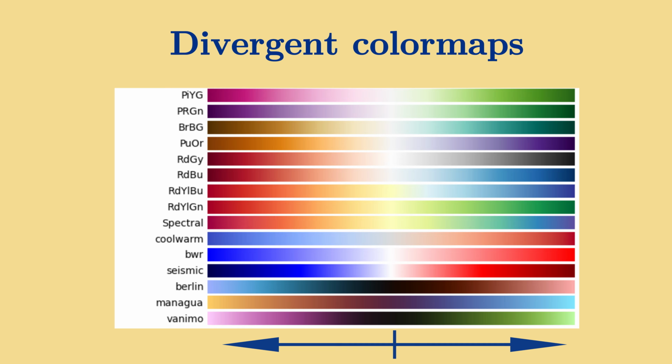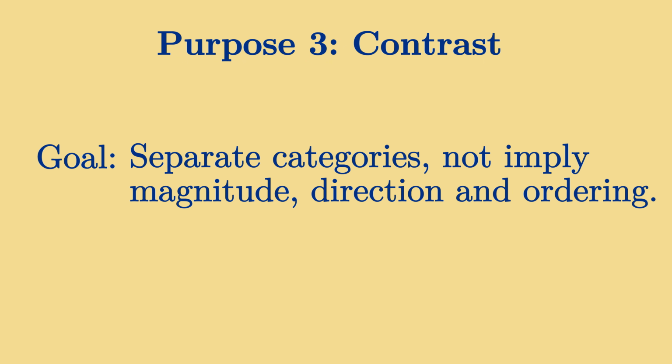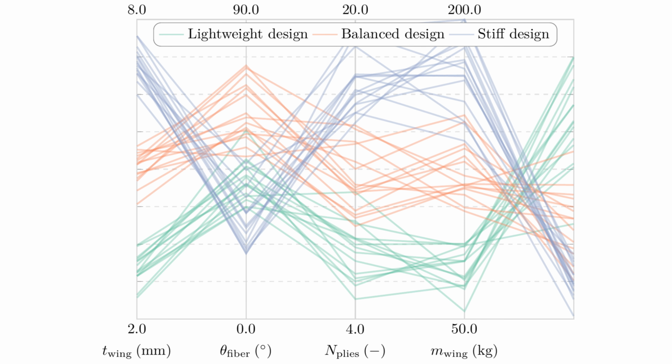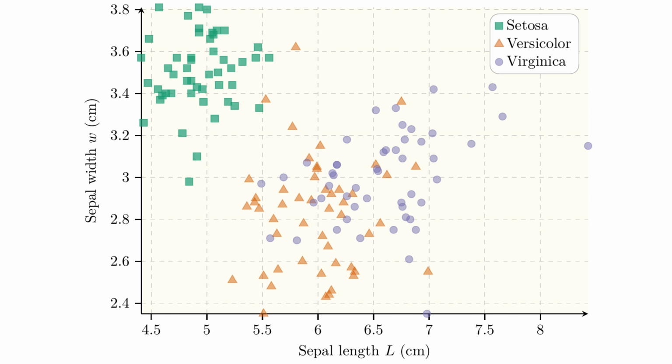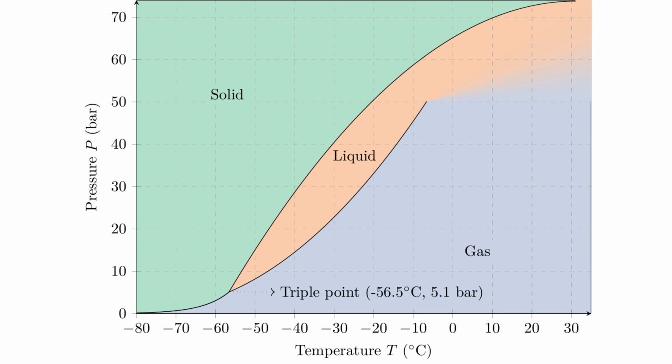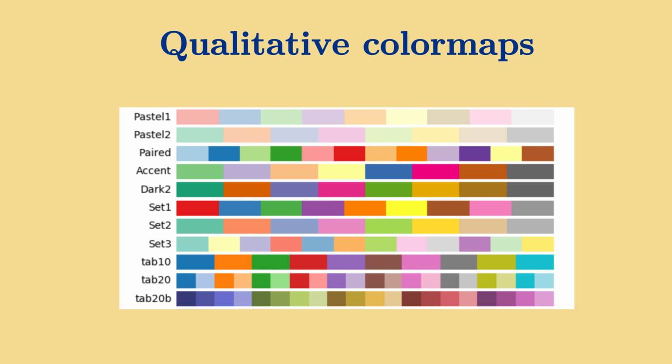The third category is contrast, sometimes called qualitative color encoding. Contrast is used when the data consists of distinct categories with no intrinsic order. For example, different experimental conditions, different design concepts, cluster assignments, or regions in a map or state diagram. In this category, color is purely used to separate categories, not to imply magnitude, direction, or order. That is why the color scheme is chosen such that the colors are clearly distinguishable from one another.